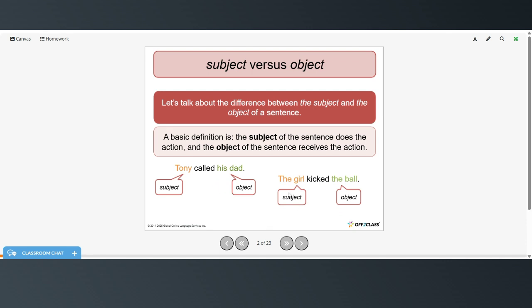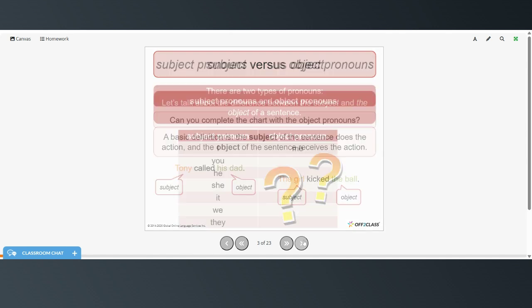Or, the girl kicked the ball. The girl is the subject because she's doing the action of kicking. And the ball is the object because it is receiving the action of being kicked.